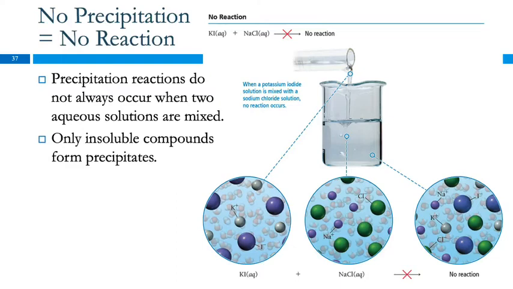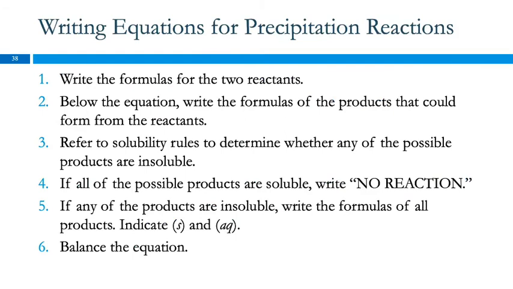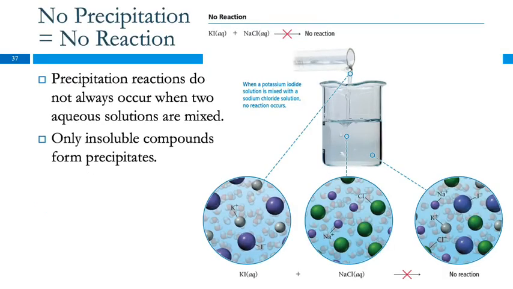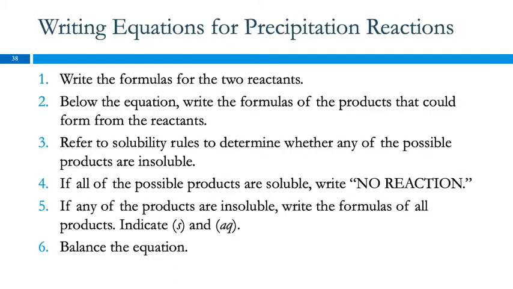Only insoluble compounds can form precipitates. So is it homogeneous? Yeah, so this would be a homogeneous mixture, a solution. So you need to learn how to predict the products and write balanced chemical equations for precipitation reactions.